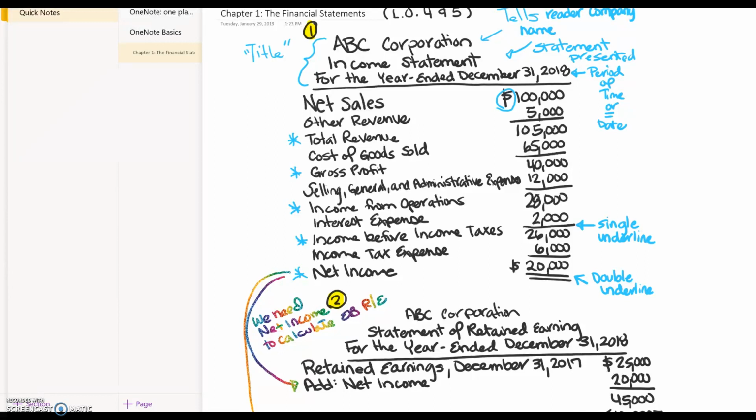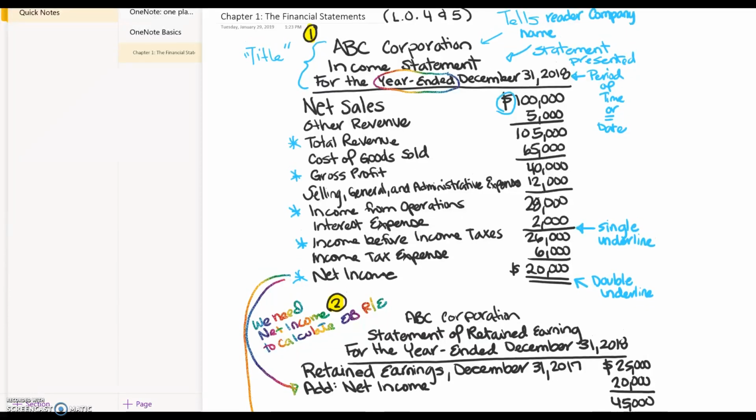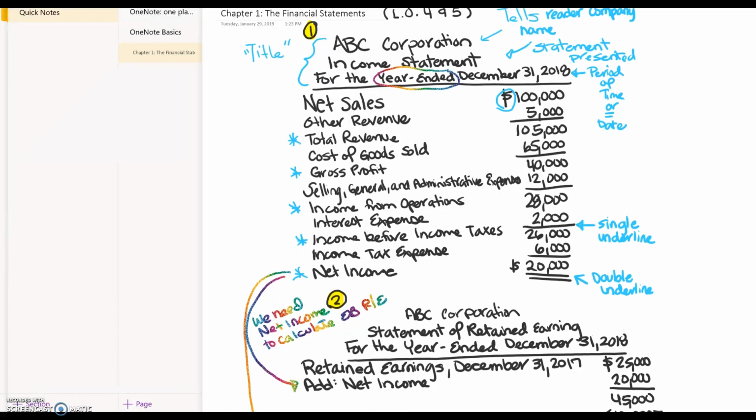Some of the financial statements you're going to be looking at for a period of time. So in this case, it's going to be the year ended, if you look here. For the year ended right here. Other financial statements you're going to notice are going to be as of a specific date, which will be the year end date, December 31st, 2018 in this case.